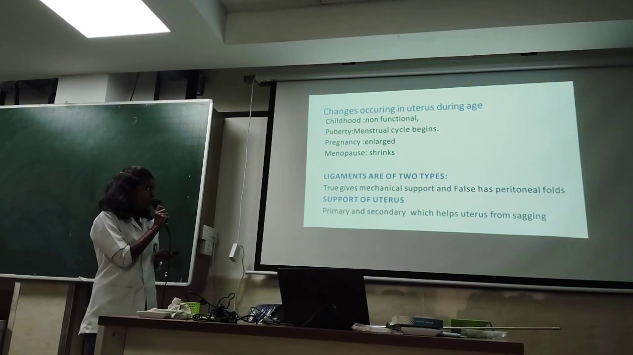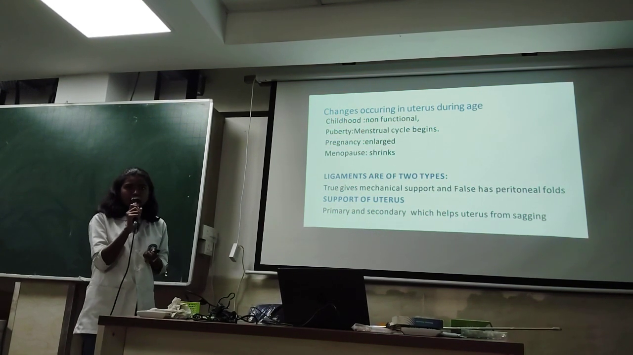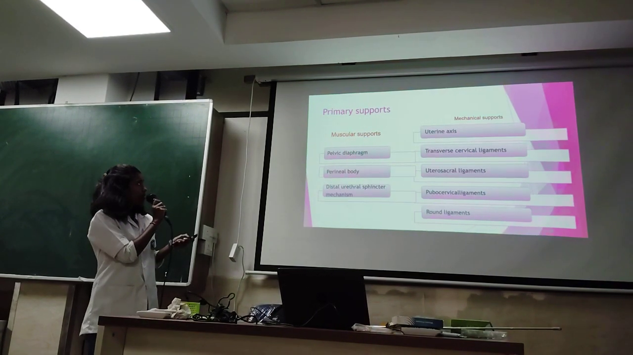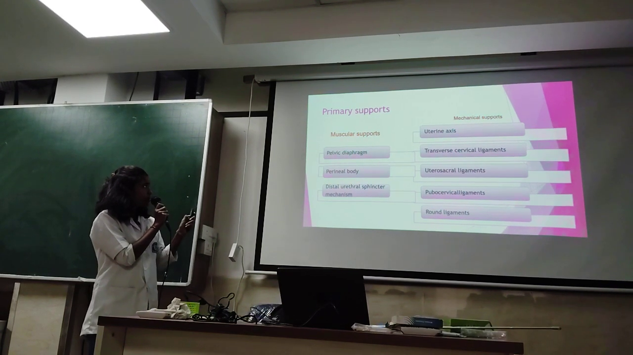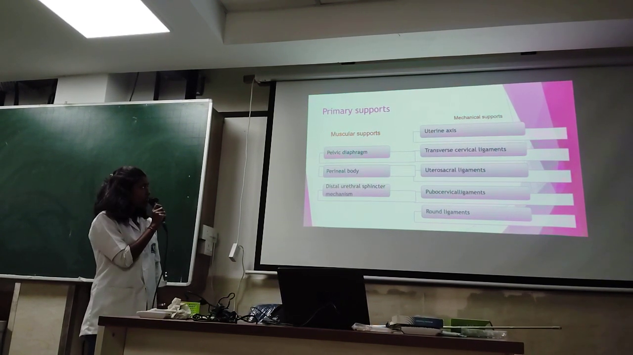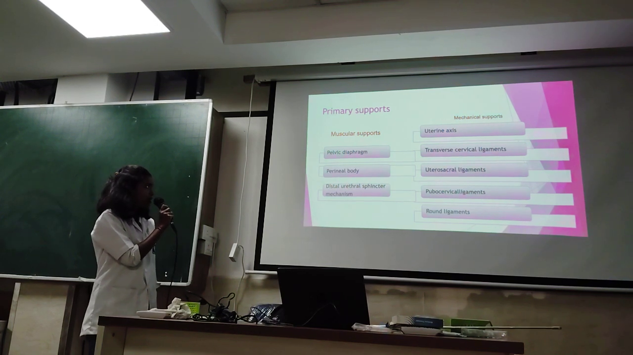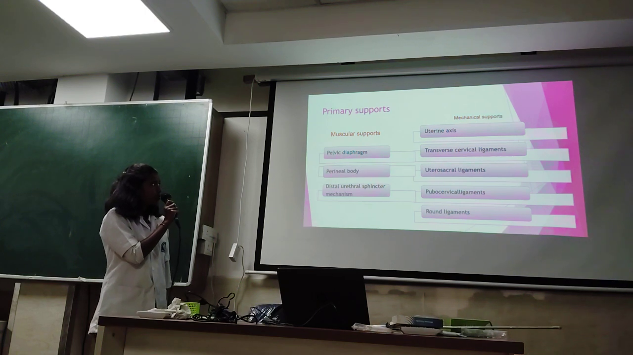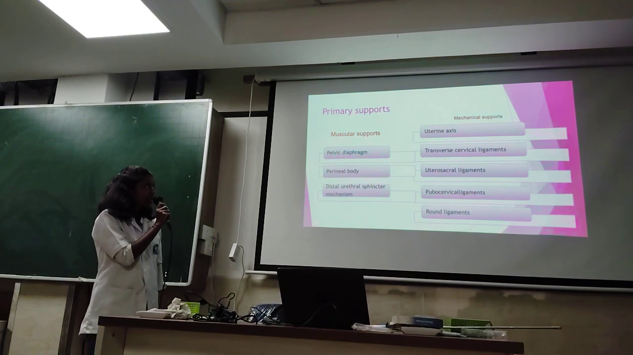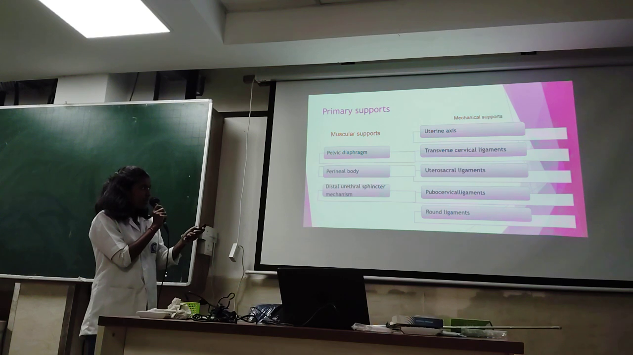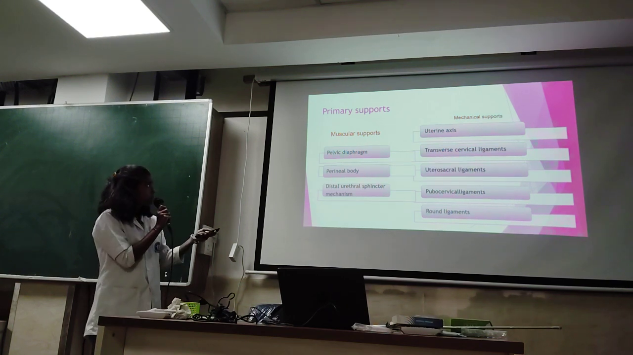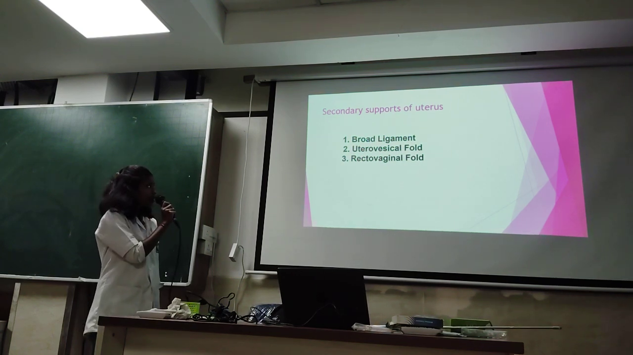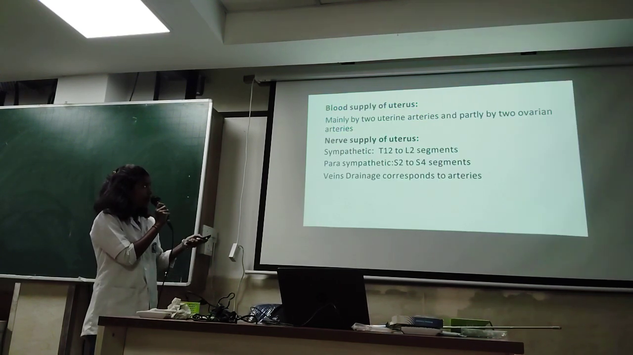Looking toward the support of the uterus, there are two types of support, primary and secondary, which help the uterus from sagging. The primary support gives the muscular support and mechanical support. The muscular support includes pelvic diaphragm, perineal body, and the distal urethral sphincter mechanism. Mechanical support includes uterine axis, transverse cervical ligaments, uterosacral ligaments, pubocervical ligaments, and the round ligaments. The secondary support of the uterus includes broad ligament, uterovesical fold, and the rectovaginal fold.